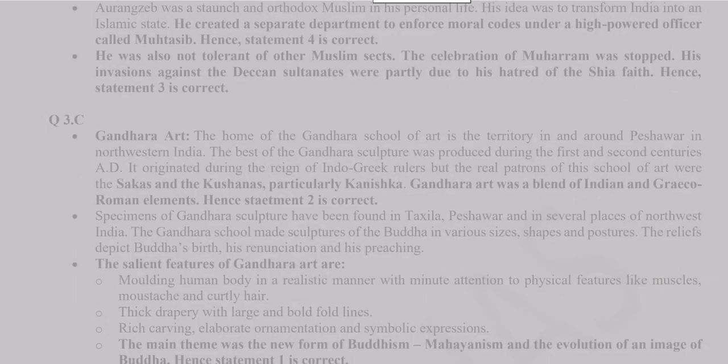Aurangzeb was a staunch and orthodox Muslim in his personal life. His idea was to transform India into an Islamic state. He created a separate department to enforce moral codes under a high-powered officer called Muhtasib. Hence, statement 4 is correct. He was also not tolerant of other Muslim sects.